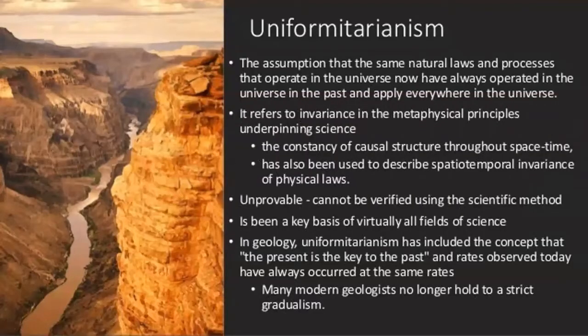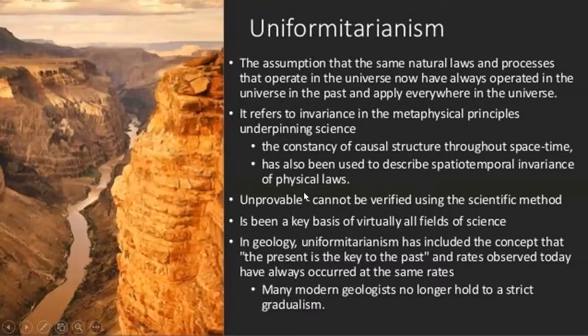So one last look at uniformitarianism before we actually put it to the test. So uniformitarianism is an assumption that the same natural laws and processes, things happening in the changes of the universe, have always operated in the universe in the past and still apply everywhere in the universe now. So it refers to the invariance. That means there's no change in the metaphysical principles underpinning science, that there's a constant causal structure throughout space and time. Okay, whatever happens, it is constant. There's no sudden big disaster.